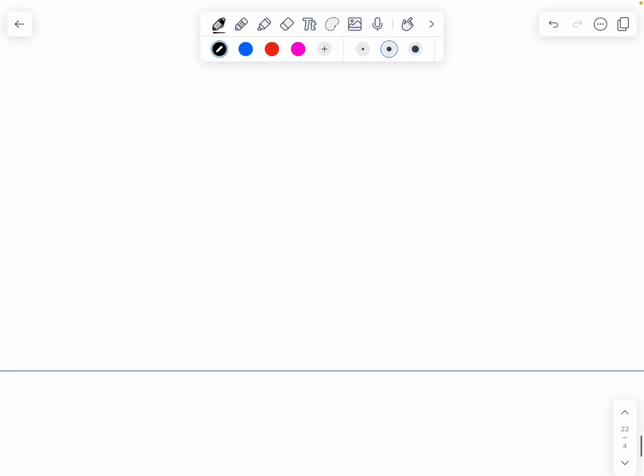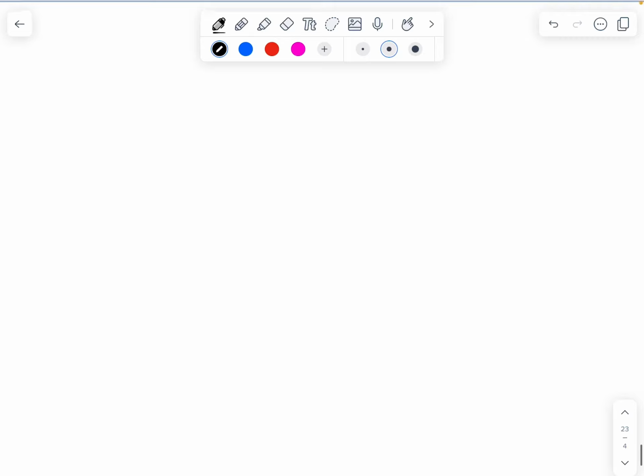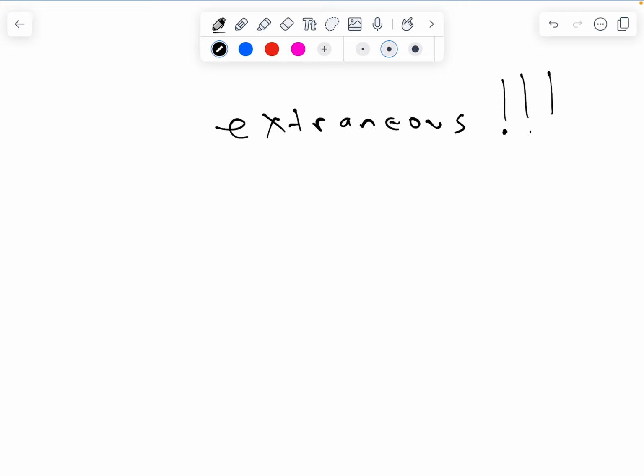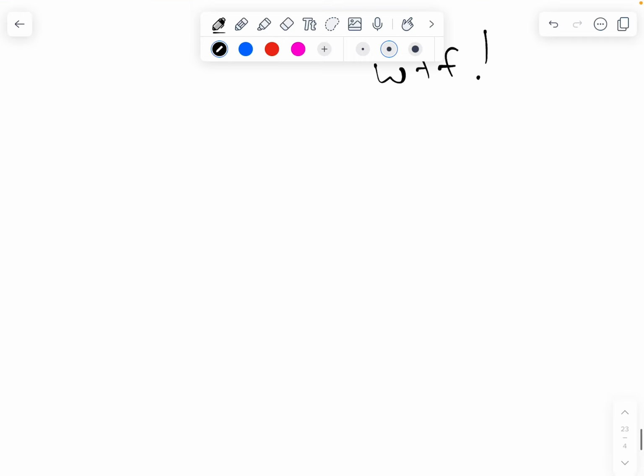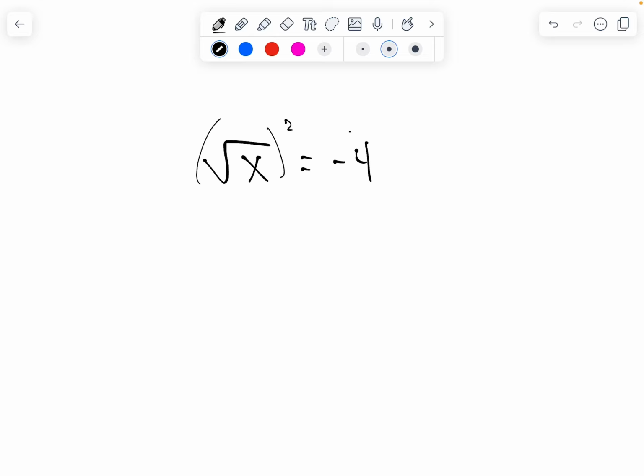Now, one thing you have to watch out for, which is kind of frustrating, is something called extraneous solutions. Extraneous solutions are where you do everything right, and yet for some reason it gives you the wrong answer. Okay, example. The square root of x equals negative 4. All right, looks like a normal fine equation. Let's just do the same thing. We're going to square both sides. Square and square root cancel out. X is equal to 16.